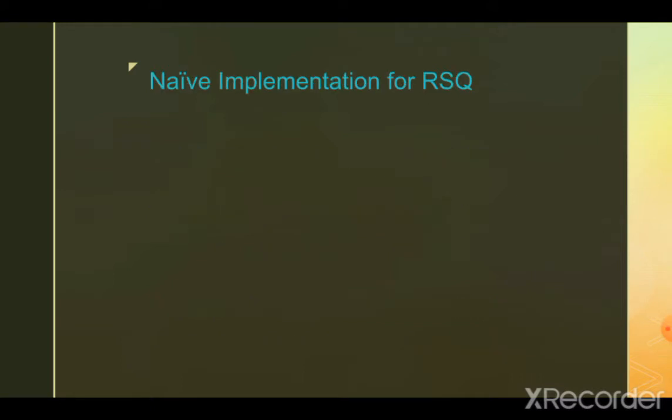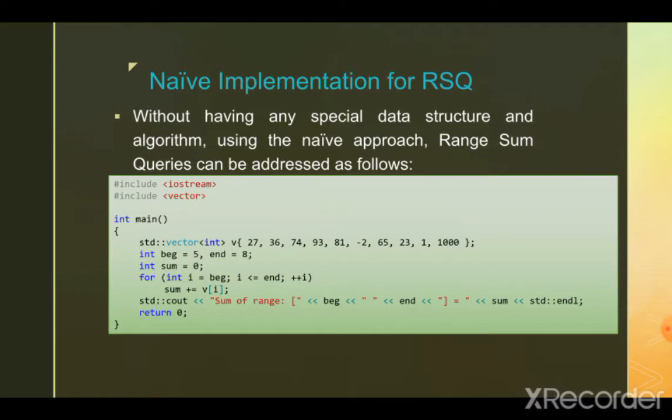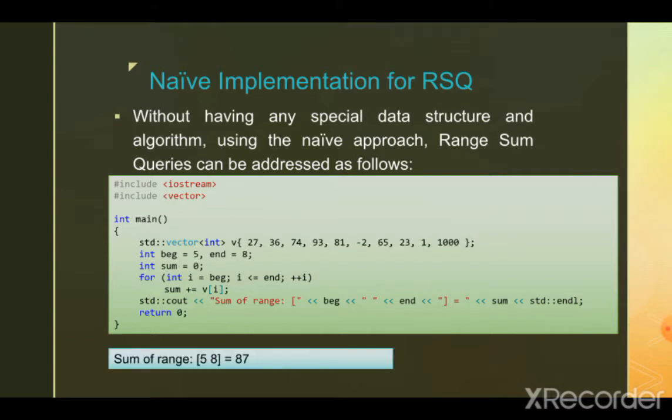Now we will see the naive implementation for range sum query. Now this naive implementation does not use any special data structure or algorithm, and here is the C++ code for this naive implementation. It simply loops over the values from begin to end index and then calculates the sum and displays it. So in this particular case the begin and end indices are 5 to 8. So the output is 87. So it produces the correct output.